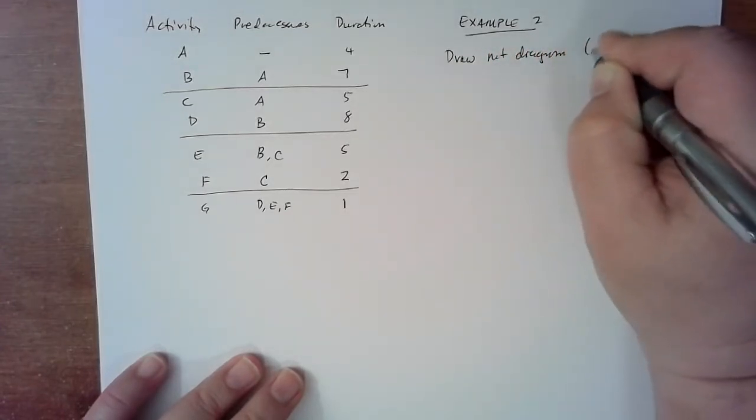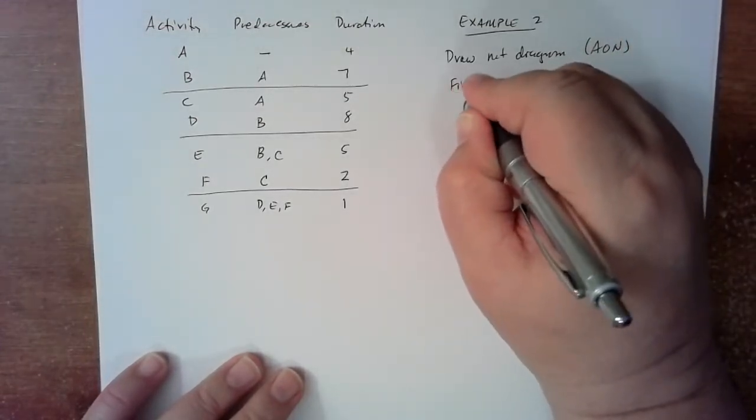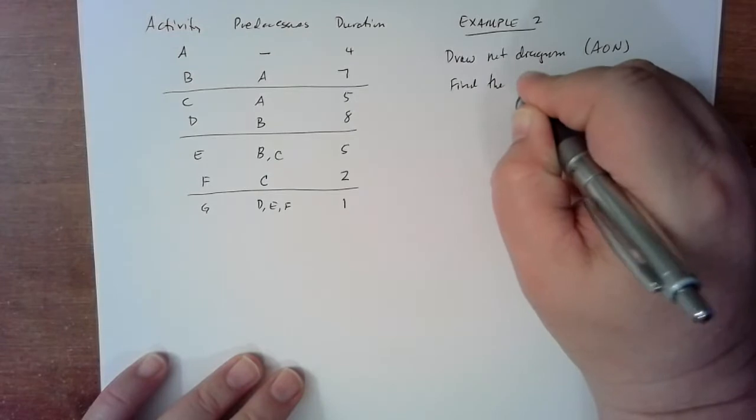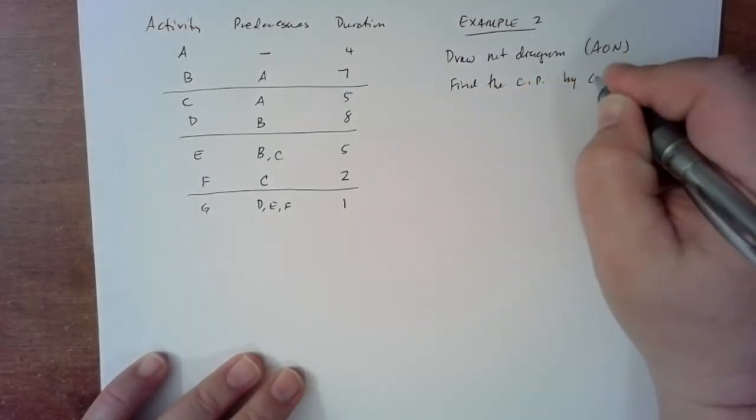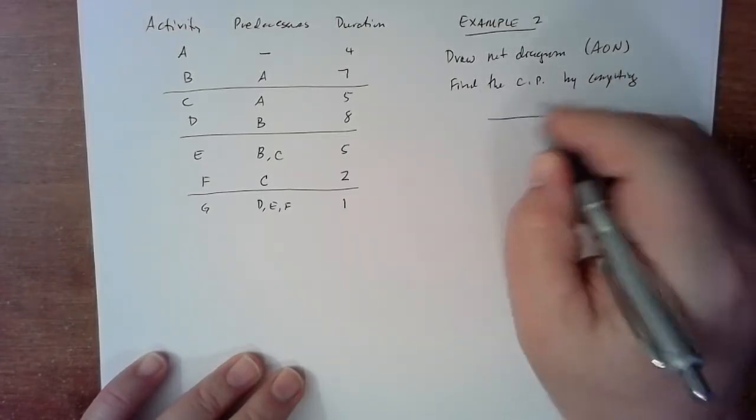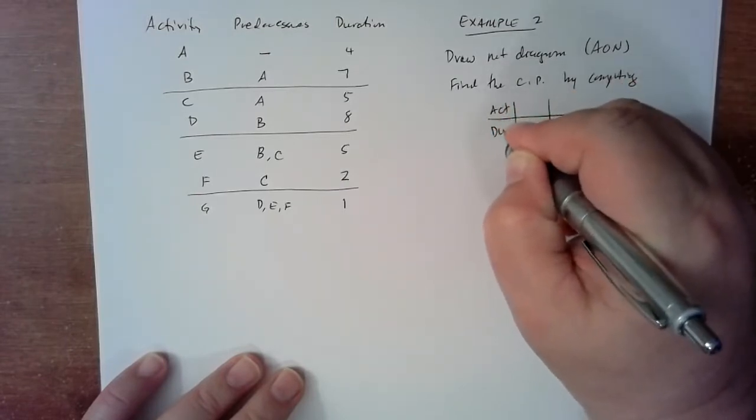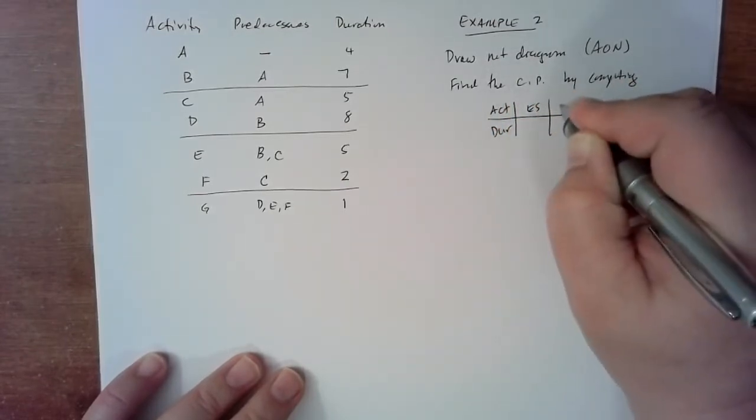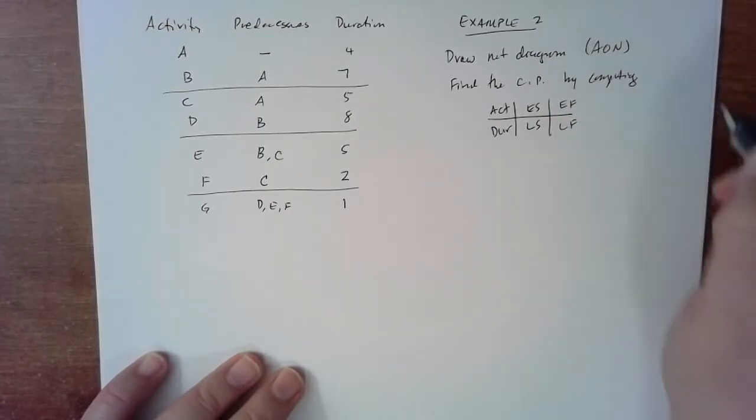and that's with activities on nodes. And then we want to find the critical path. That is by computing our values here. You remember what they were? Activity, duration, early start, early finish, latest start, latest finish.